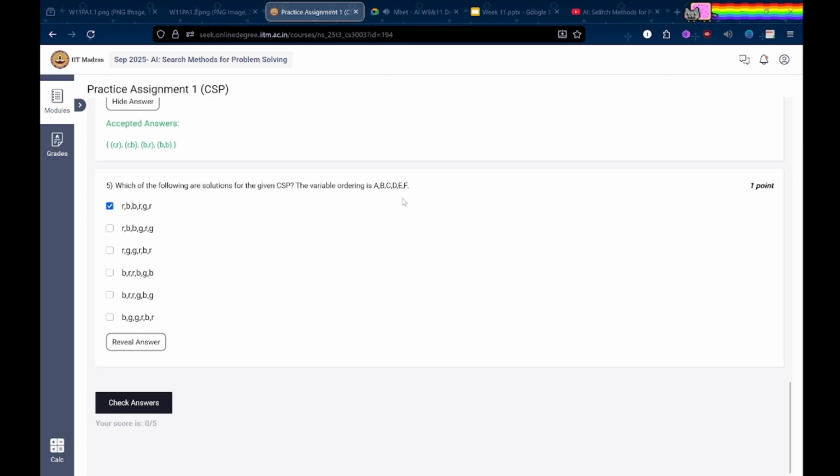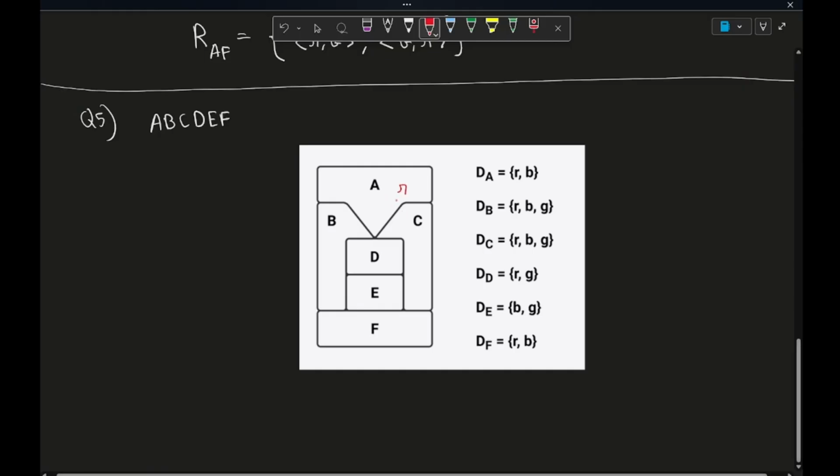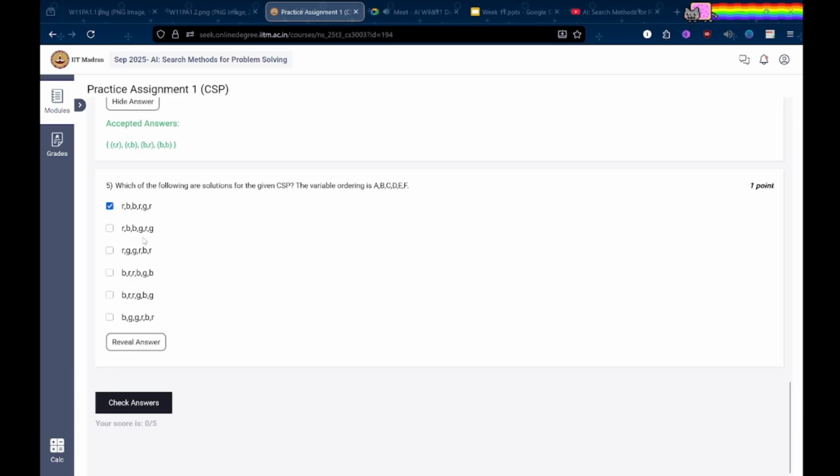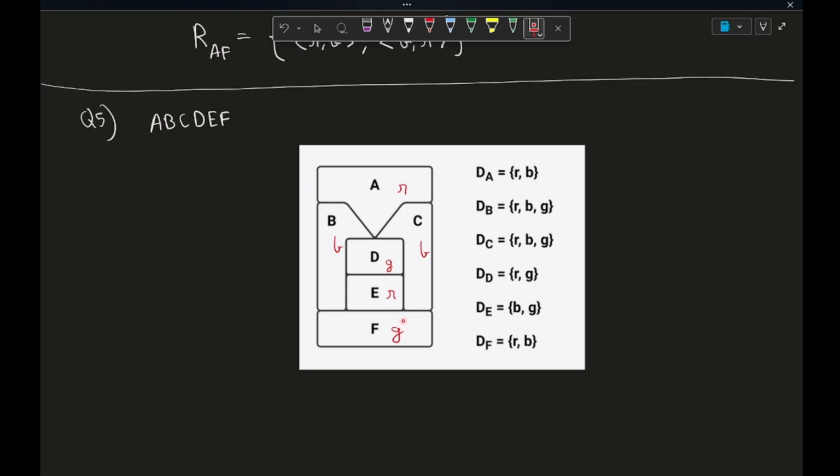Next up is RBB GRG. So R belongs, B belongs, B belongs, G belongs, R does not belong. So this can't be a solution because R does not belong in the domain of E.